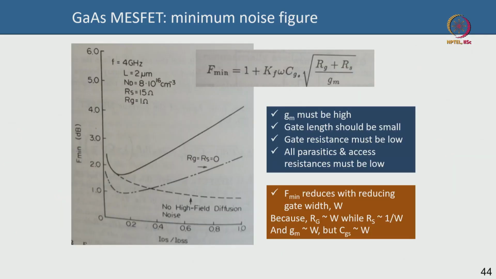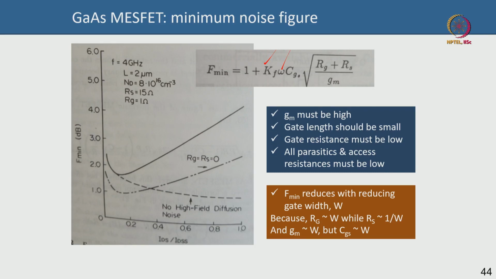Now, for the noise figure of a MESFET or any other field effect transistor, people have done elaborate mathematics and analysis, and this is a simplistic expression. K is some constant that depends on the device, material, etc. Omega is the frequency, of course. So at higher frequency of operation, your noise figure increases, which is expected.